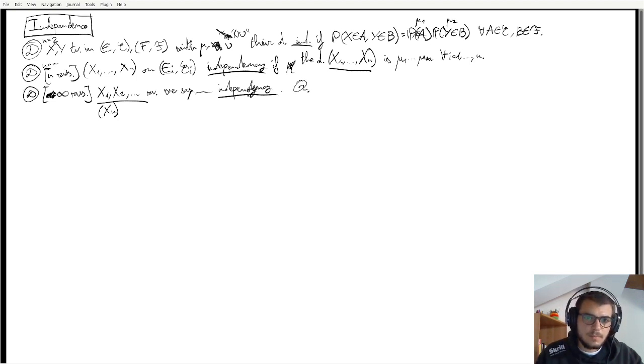Question: why do we restrict to a finite subcollection? This has important implications, but I don't know really how to explain it well.